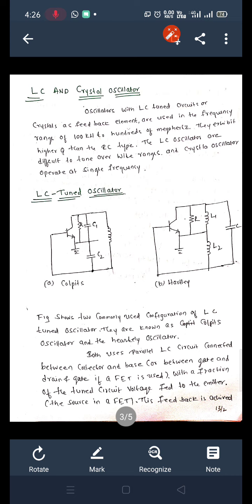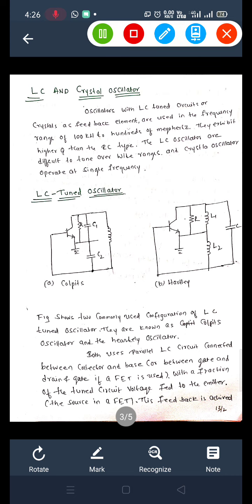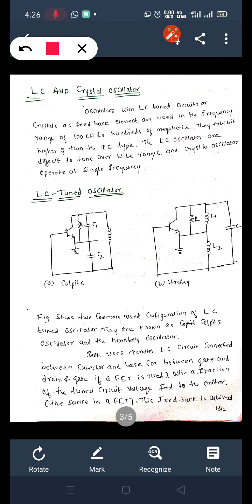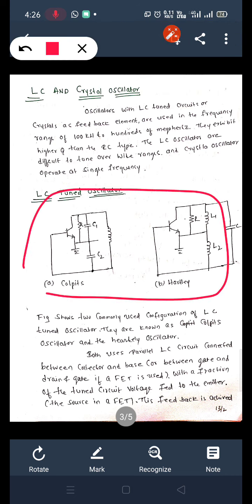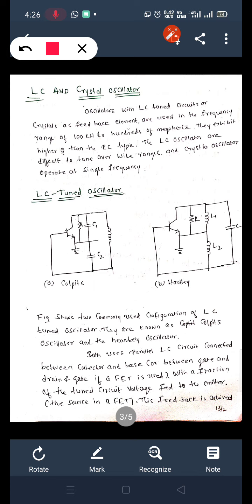These two figures show commonly used configurations of LC tuned oscillator. They are known as, first one the Colpitts oscillator, the second one the Hartley oscillator, right? Both use a parallel LC circuit connected between the collector and base.